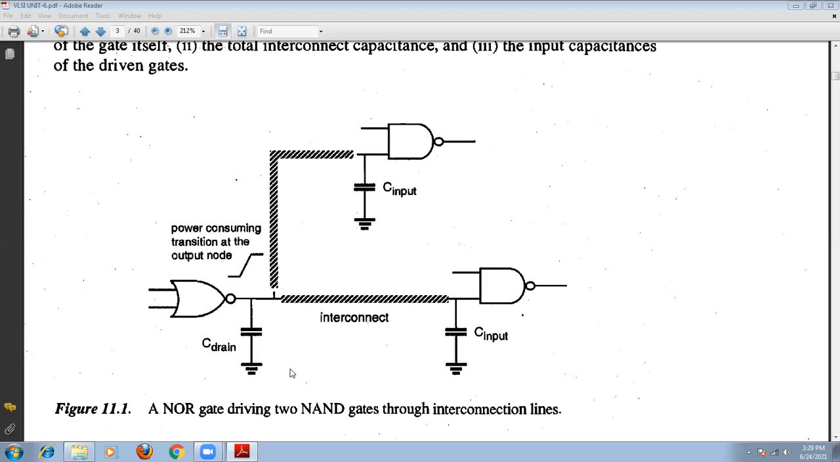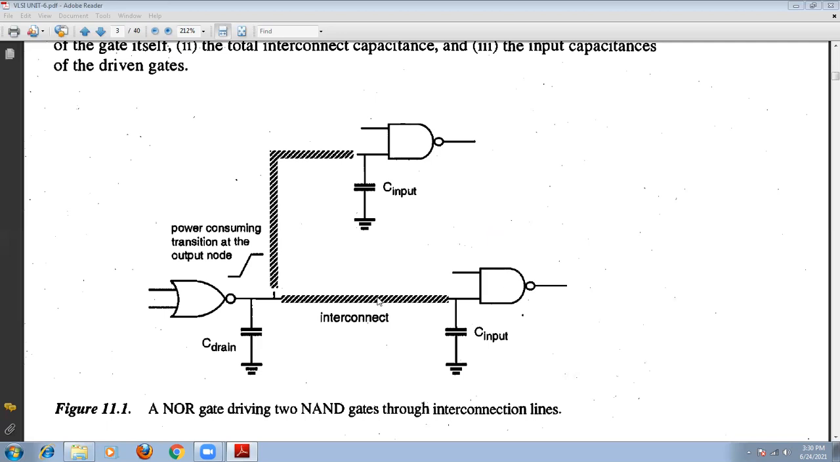So let us consider this circuit in this case. Just observe here. This is the NOR circuit, NOR output. The output of the NOR gate is connected to the two inputs of the NAND gates. So in this case, there is a NAND gate. That means the output of the NOR gate drives the two NAND gates in this case.